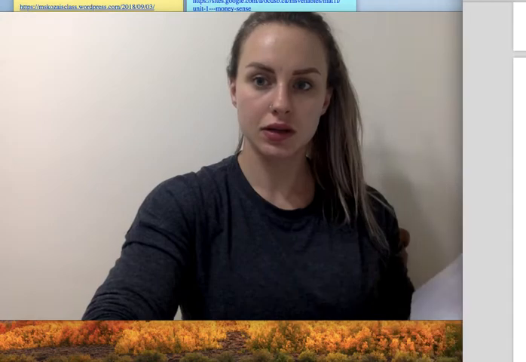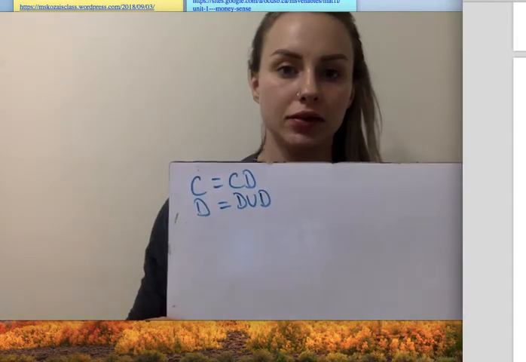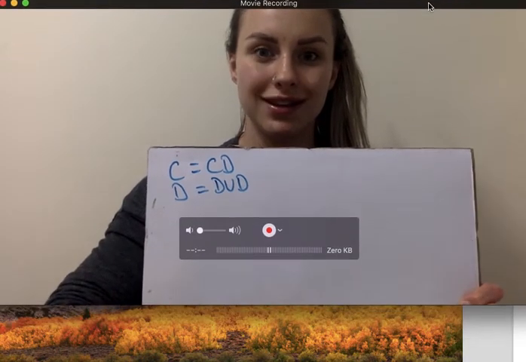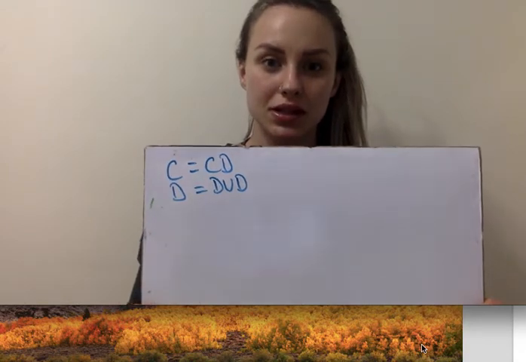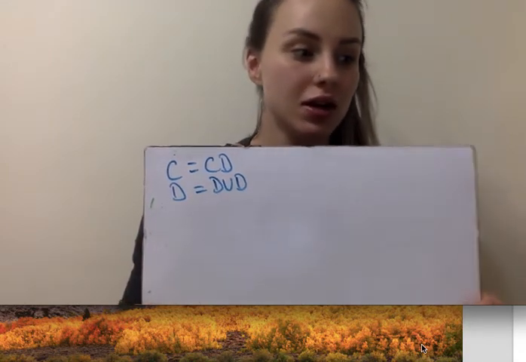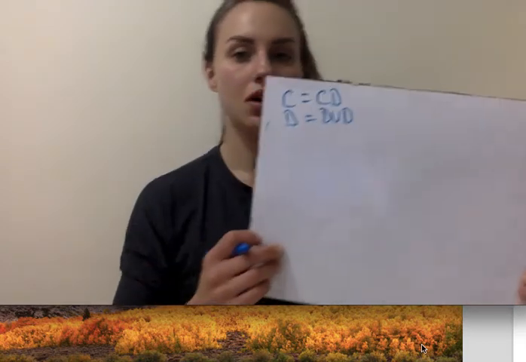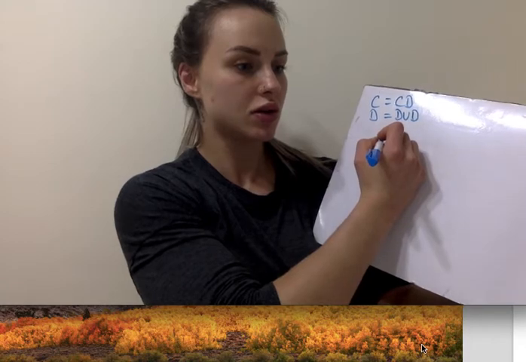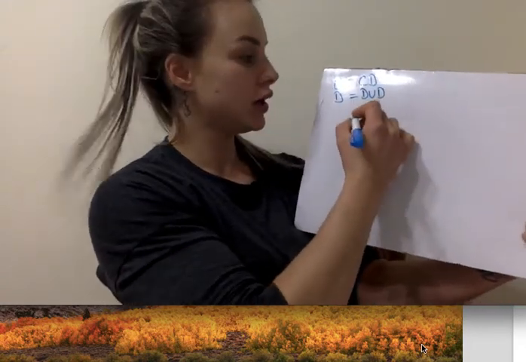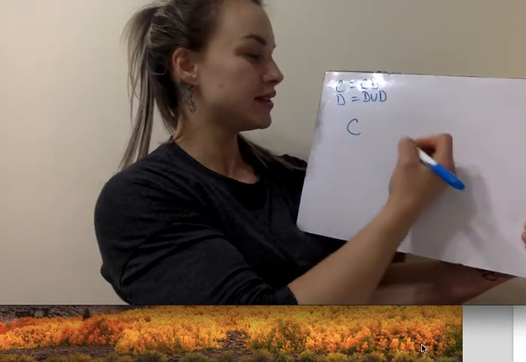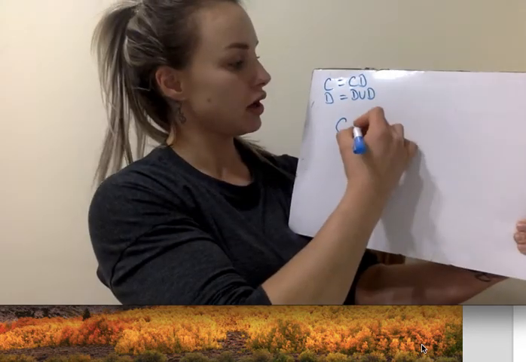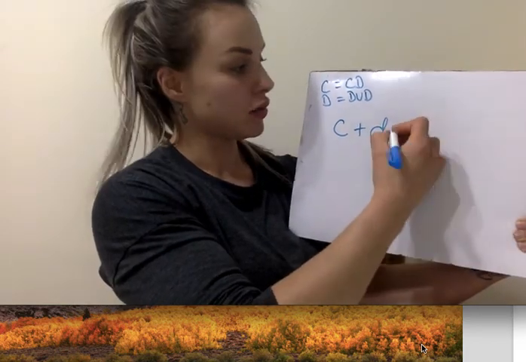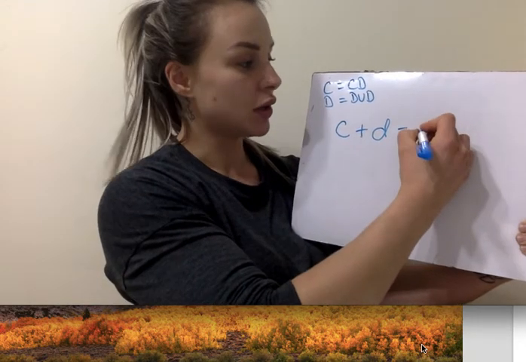Okay, so we have this here. Our C is equal to CD and our D is equal to DVD. It says that he had sold, where was it? It said that he had sold 20 items. So we know that he sold a certain amount of CDs. We don't know how many. And we know that he sold a certain amount of DVDs. We don't know how many, but we know that they equal 20 items.